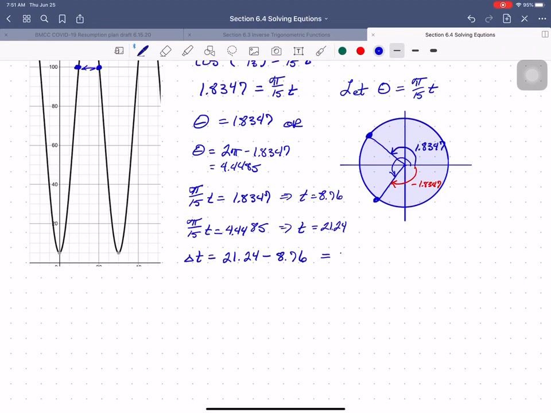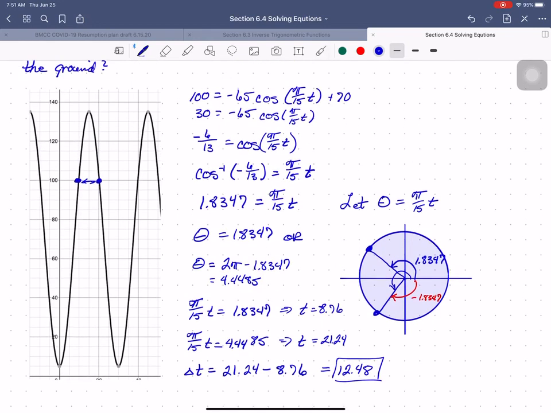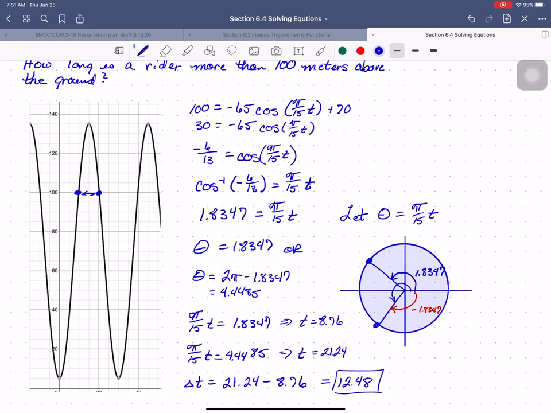And this is, you are above 100 meters for only 12.48 minutes. Which, if you're looking to take photos, may not be a very long time, but if you're scared of heights, it may be an eternity.